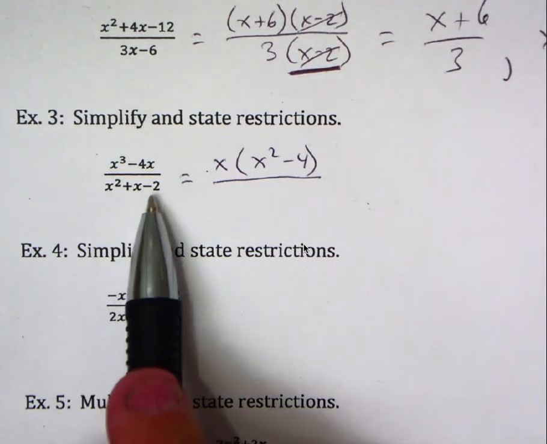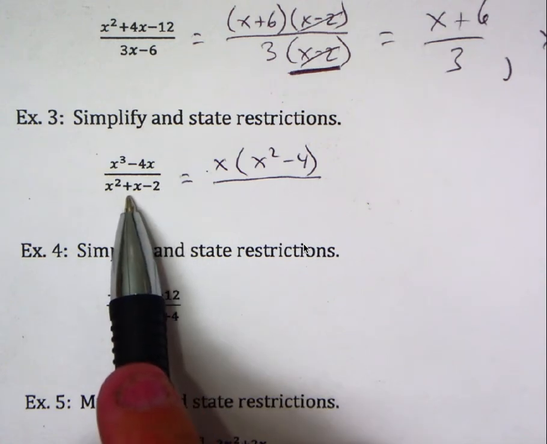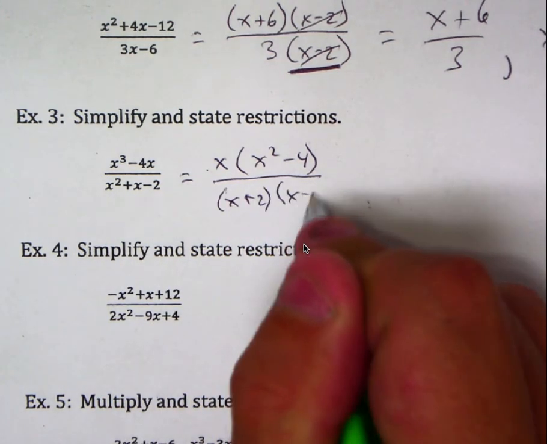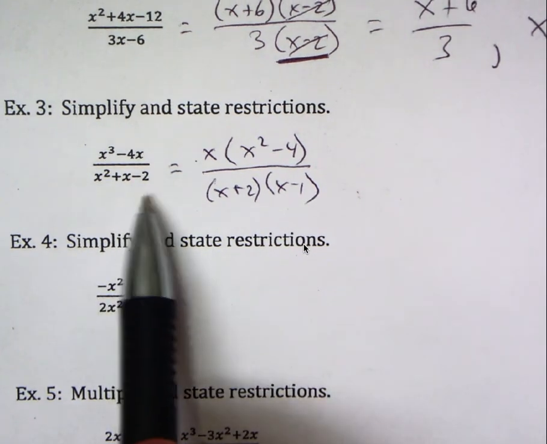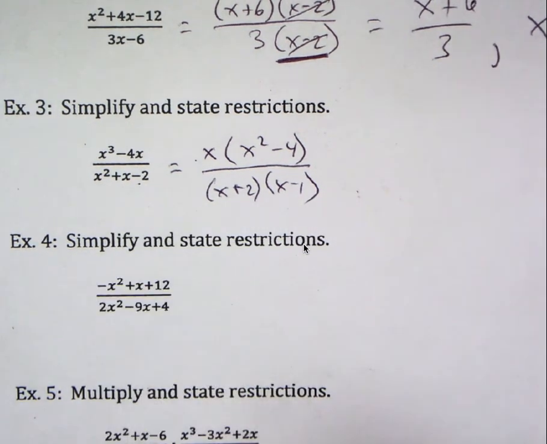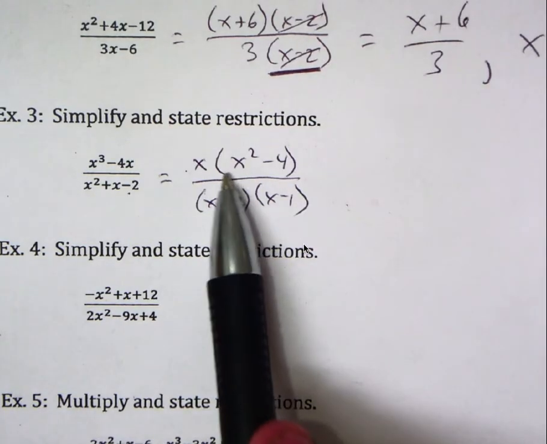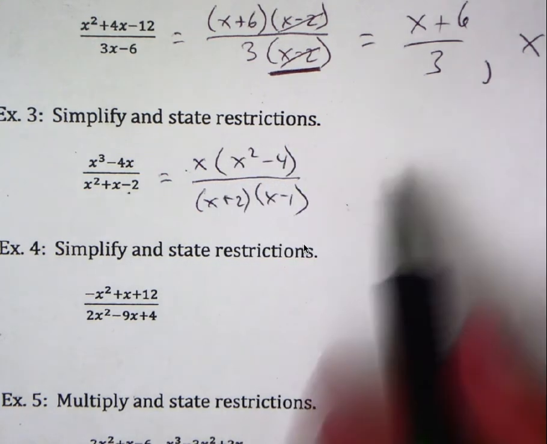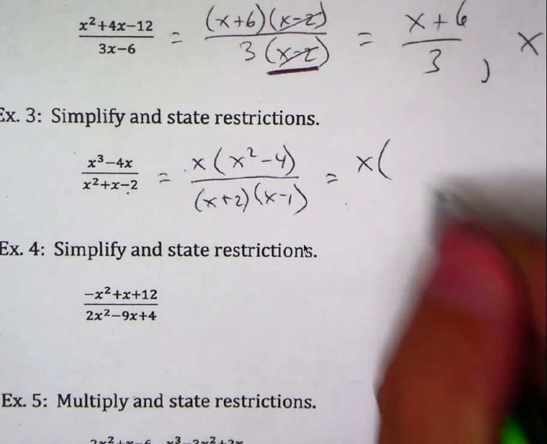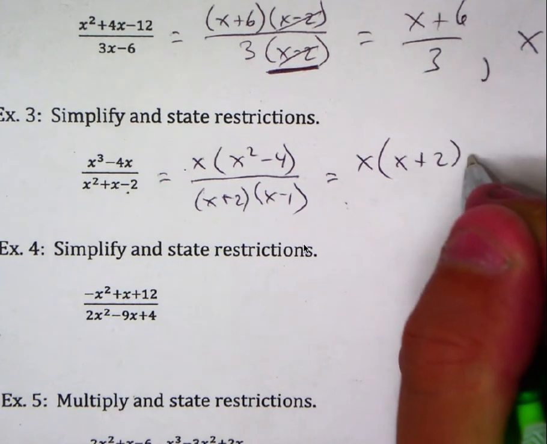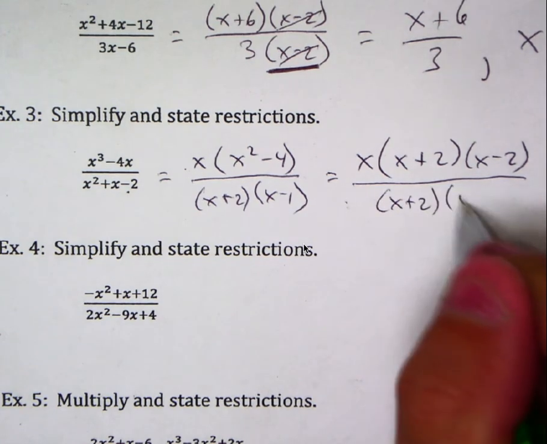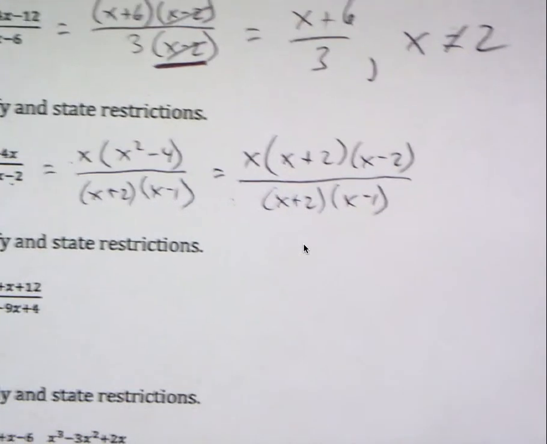And in the denominator, let's find what multiplies to negative 2 and adds up to positive 1. Negative 2 and positive 1. So that would be x plus 2, x minus 1. Positive 2 and negative 1. If I multiply them, I get negative 2. If I add them, I get positive 1. But I'm not done factoring in the numerator. This becomes x plus 2, x minus 2. So I get x plus 2, x minus 2. And then on bottom, I get x plus 2, x minus 1. So factor as much as you can.